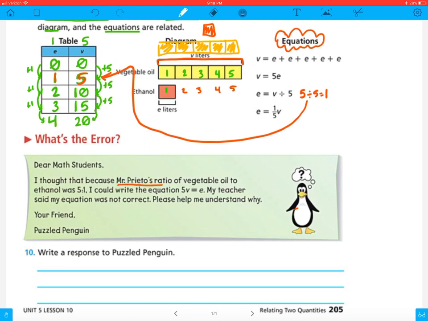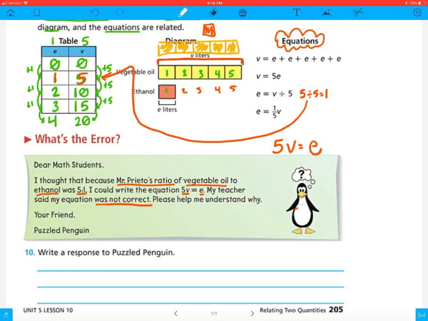Dear math students, that's you. I thought that because Mr. Prado's ratio of vegetable oil to ethanol was 5 to 1, I could write the equation 5V is equal to E. My teacher said my equation was not correct. Please help me understand why.